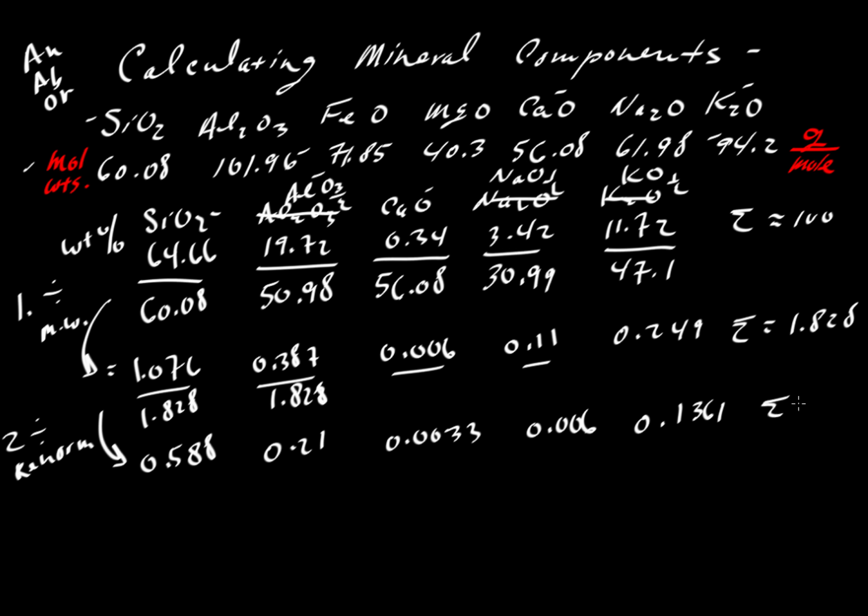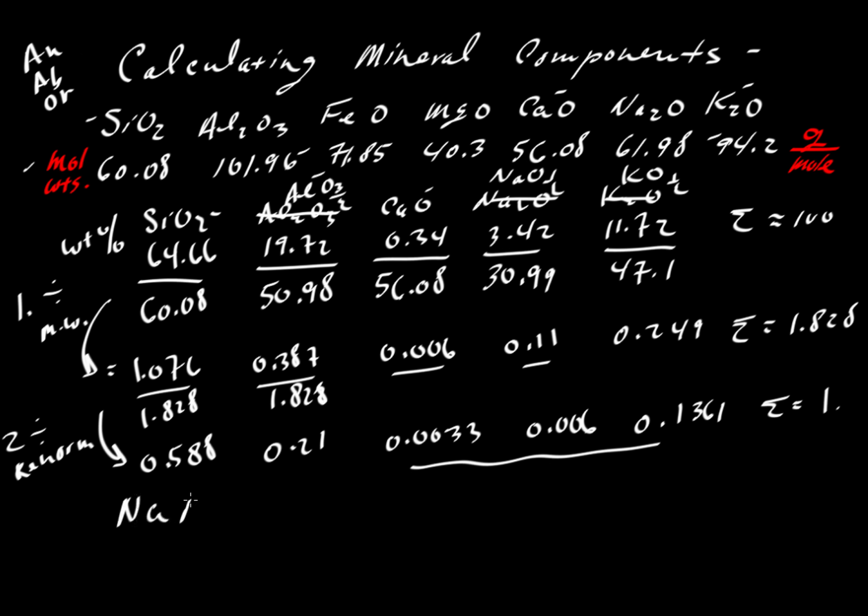And if you carry out all the decimals in Excel, then this will come out to exactly 1. Now, we're going to erase the chalkboard here and just focus on these fellows here. The reason why is if we're interested in anorthite, albite, and orthoclase, let's take a look at those compositions.